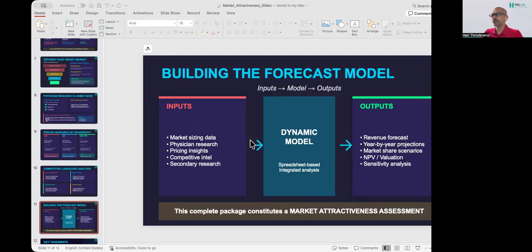Now, let's go through the last step. Essentially, you can build up the market, and then you can, if you want, build up the forecast as well. So once you've gathered all this information, the market size, physician perspectives, pricing potential, competitive dynamics, bring all those together into a forecast model. Essentially, a dynamic spreadsheet-based model that integrates your thinking, your analysis based on your research. And the model could generate a revenue forecast and ultimately even a valuation for the medicine.